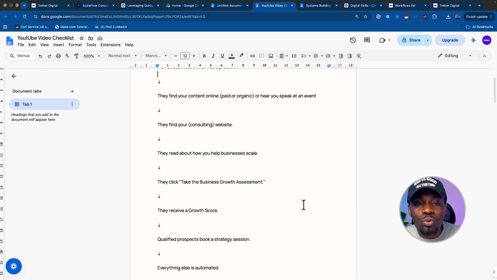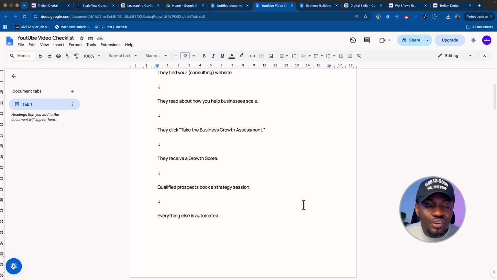The next thing they want to do is get in contact with you. The typical way, like I mentioned, is people will just go fill a form and wait for you to get back to them. But no, what we are going to do is, instead of them filling a form and waiting for you to get back to them, they will take a business growth assessment. So we'll build the assessment, but this is what you need to put on your landing page. They take an assessment, then they receive a growth score, and then you can now qualify them, and the qualified ones will book a strategy session with someone on your team.